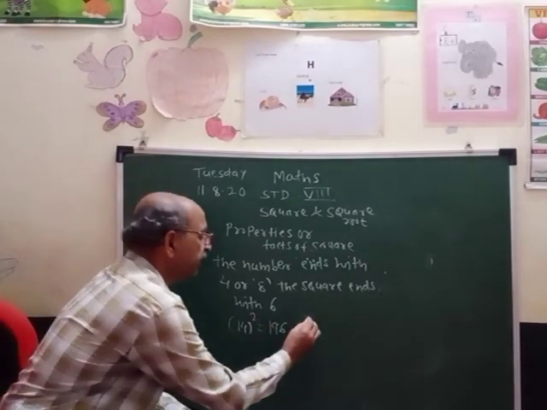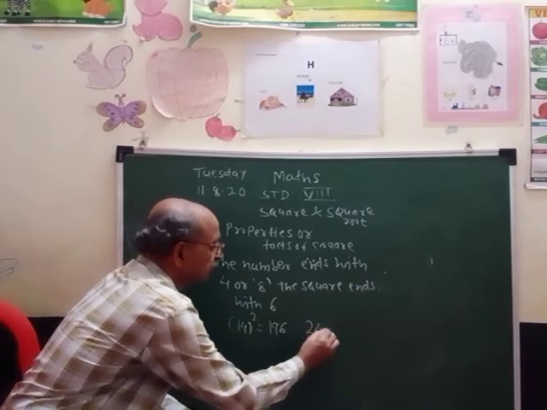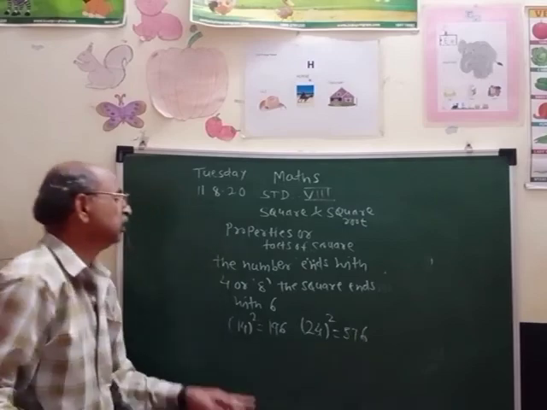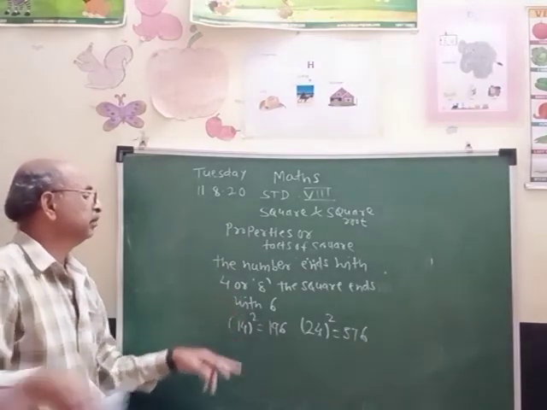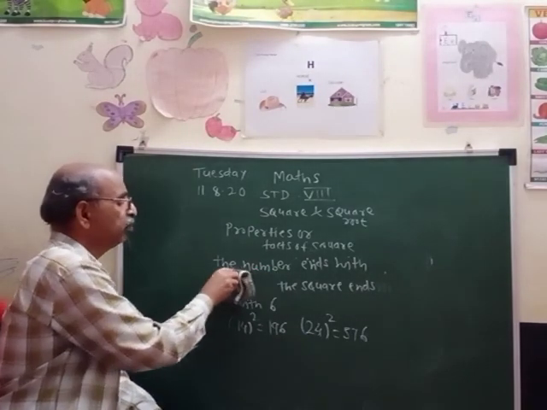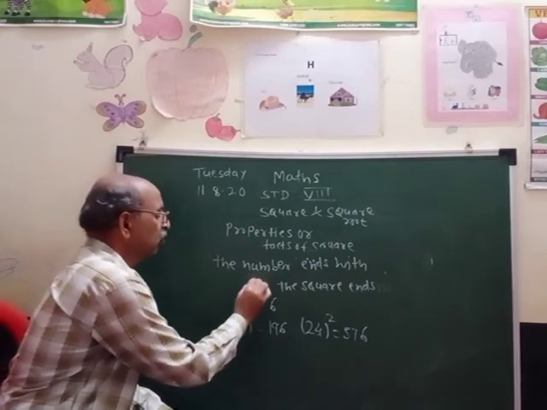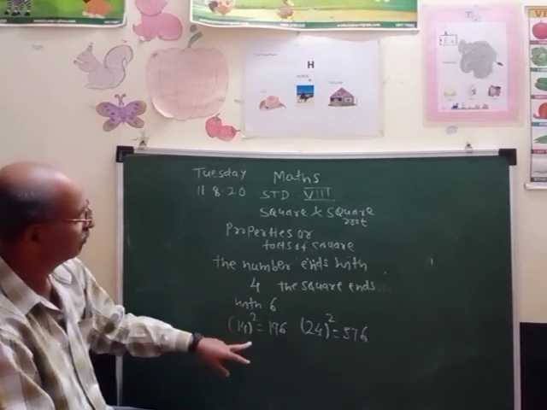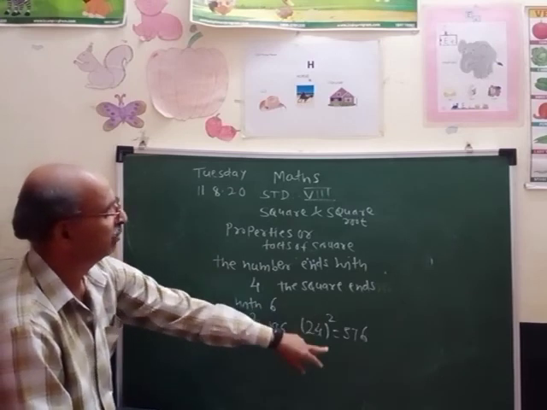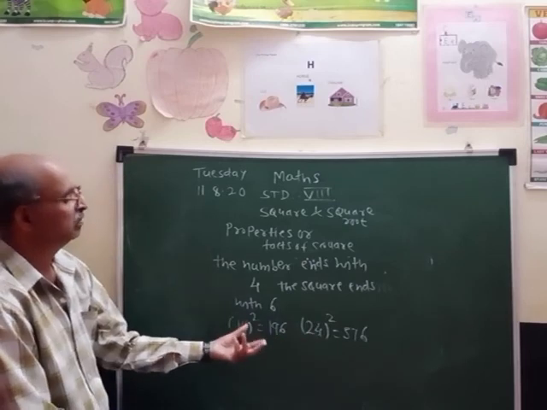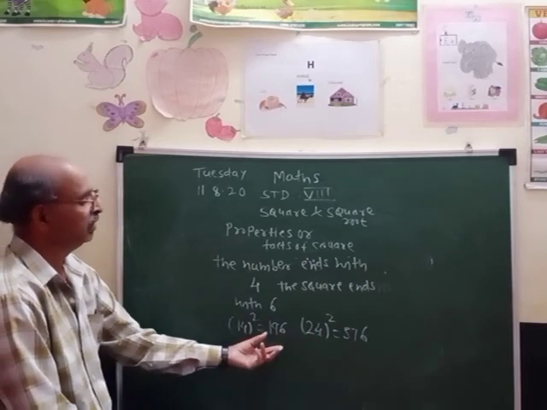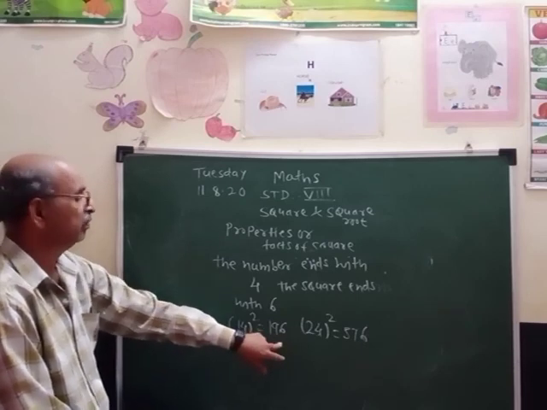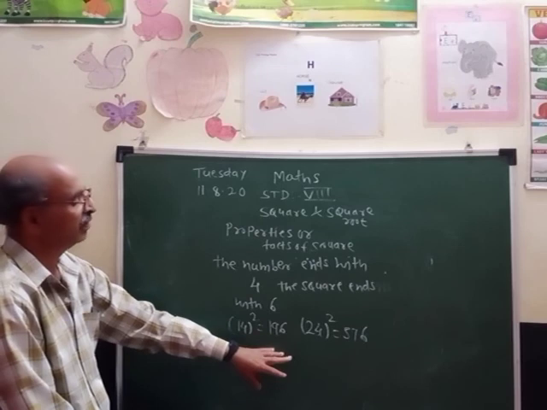One more see, 24 square, that is 576. So the number ends with 4, then the square will end with 6. So 14 square is 196, 24 square is 576. So in this way we can find out whether the given number is a perfect square or not. By seeing the unit place of that square number, we can find out whether it is a perfect square or not.